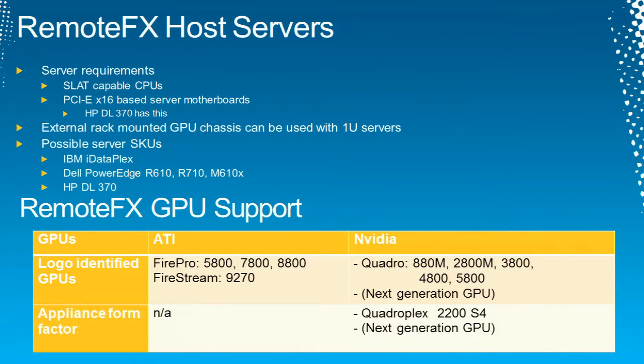In that Hyper-V host server that's running your VDI guest, it needs to be a server that supports a SLAT-capable CPU. So this is typically a server that's running like an i7 or an i9 processor, something that's in the newer technologies. It won't run some of the stuff that was 3 years old or 4 years old.